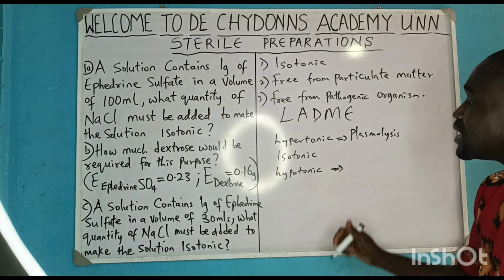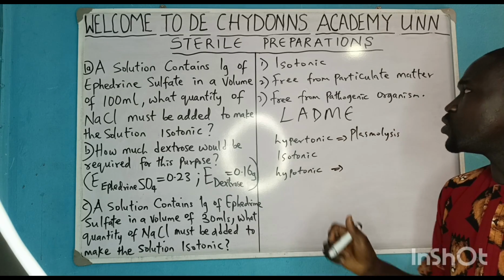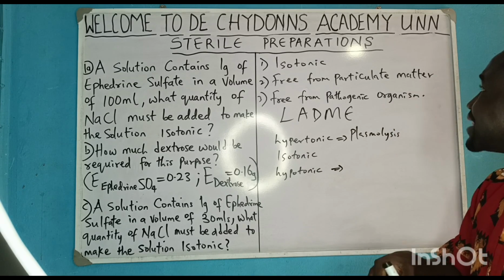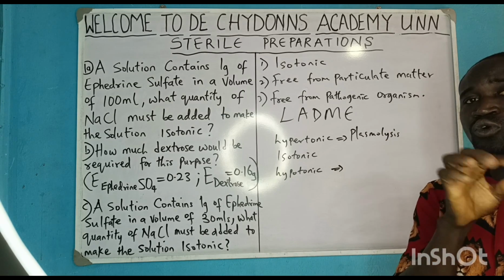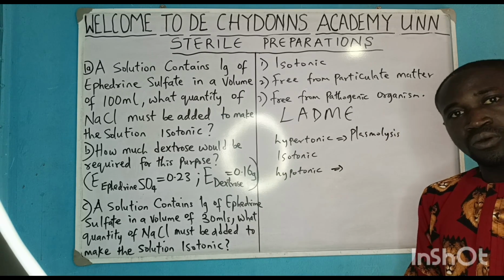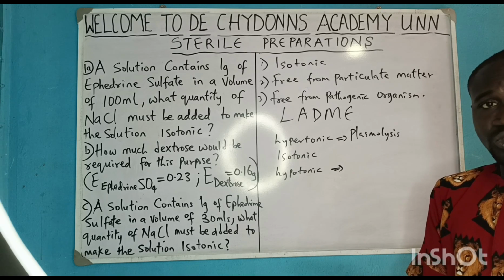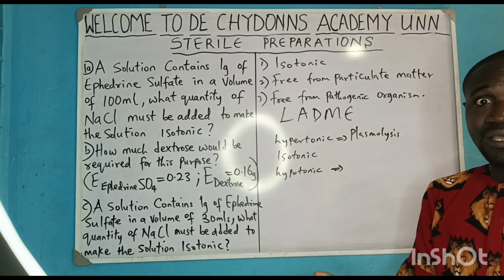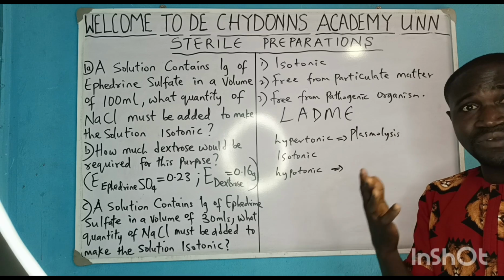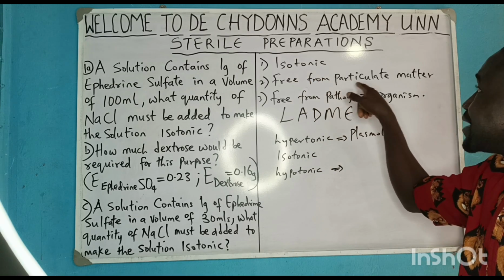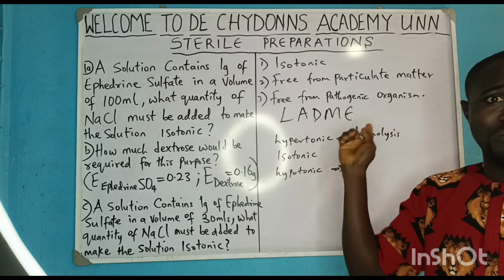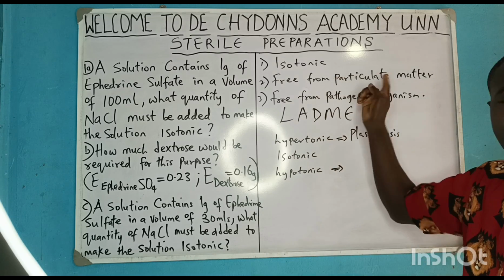And that is why we say it must be what? Isotonic. It must be free from particulate matter. Imagine the eye drop they are giving you contains sand. You know what used to happen to us when sand enters our eye? That person will start behaving as if he's blind. You can imagine. And that is why it must be free from particulate matter, whatsoever, so to speak.